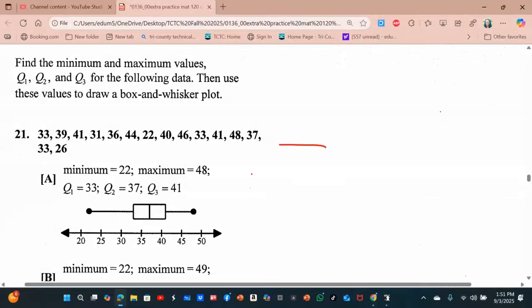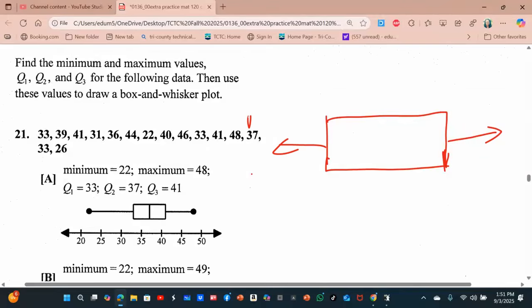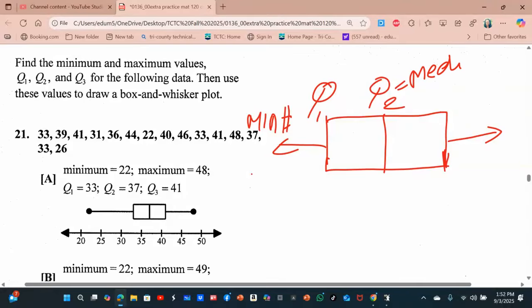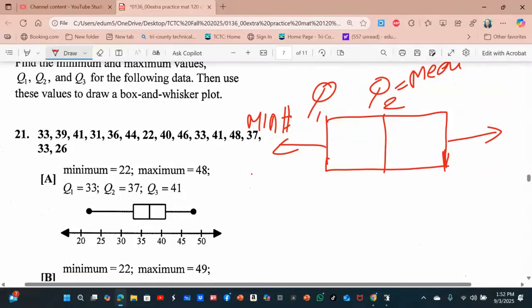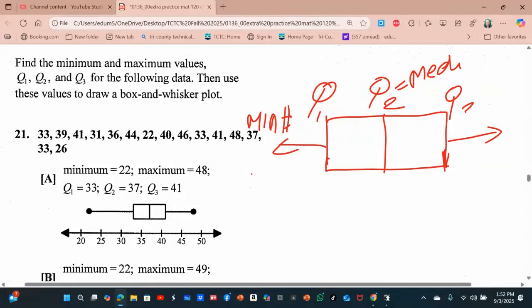All right, so I'm just going to draw a box plot. This is the minimum number. This is the first quartile. The second quartile will be somewhere here. The second quartile is the same thing as the median. And this is the third quartile, which is Q3. This is the maximum number.